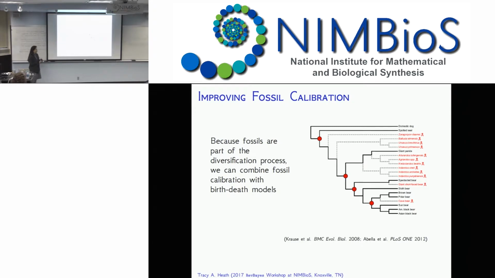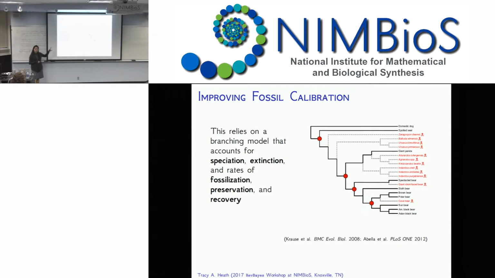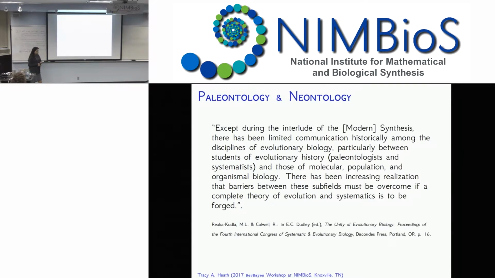But because of the fossils being part of this singular diversification process, we can actually combine them in the birth-death process. And that's probably most of what I'll talk about for the rest of today. So this will require us to define this birth-death process not just with a rate of speciation and extinction, but also a rate of fossil recovery. So this will account for the rates of fossilization and preservation across the tree, and maybe potentially the fossil sampling in the end.